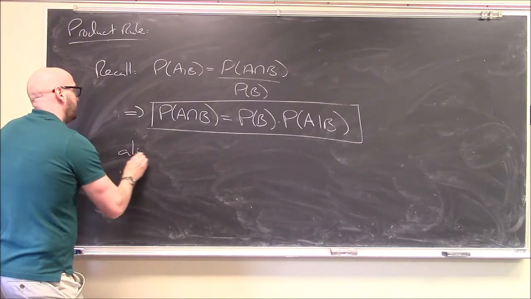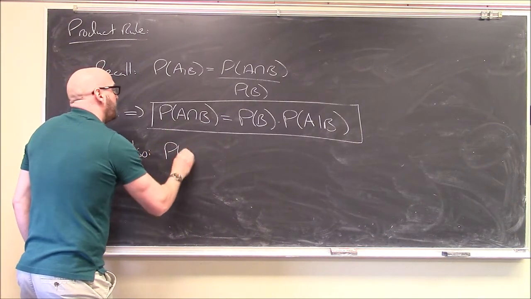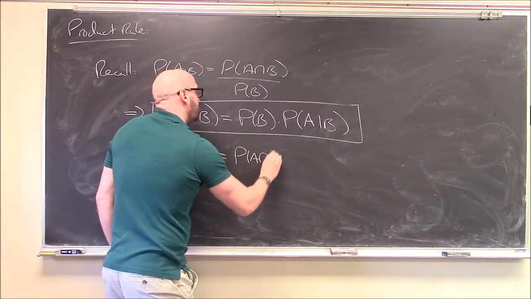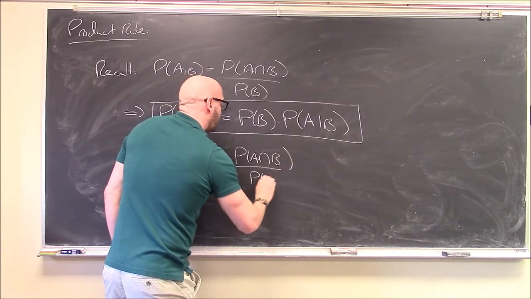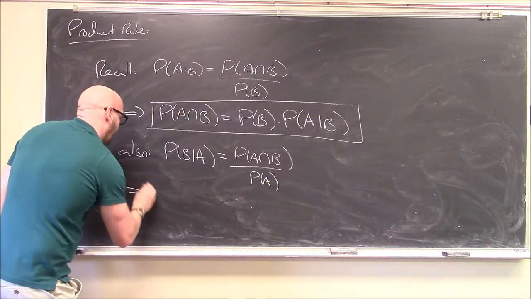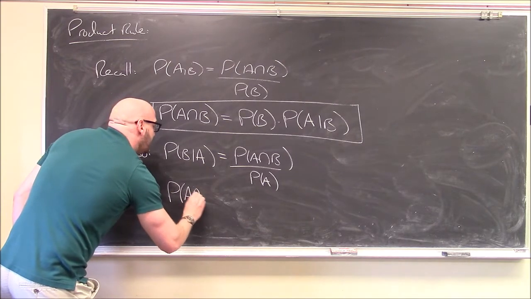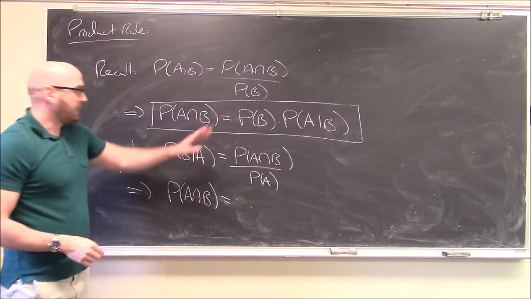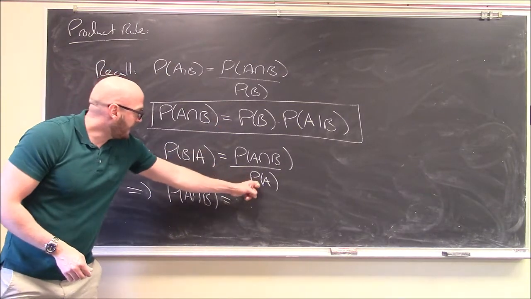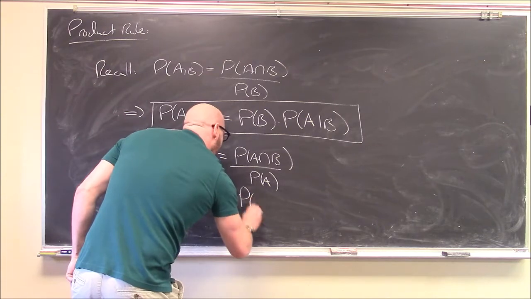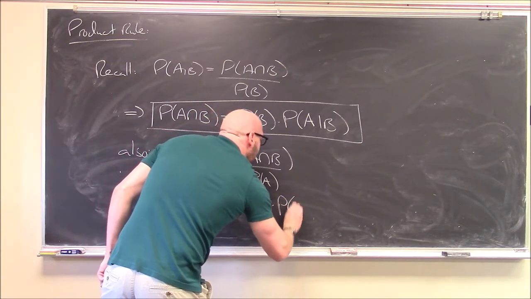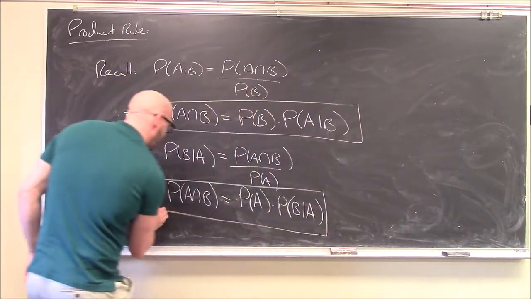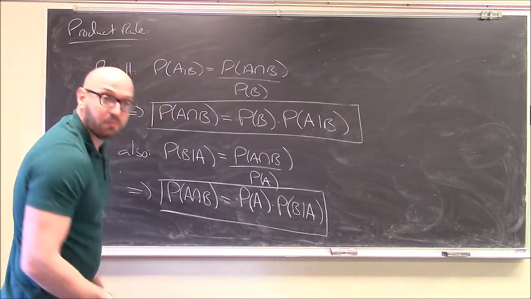But also, if I look at the probability of B given A, well, that's just the probability of A intersect B over the probability of A. So if I rearrange this, the probability of A intersect B is a slightly different formula here, but it's the probability of A times the probability of B given A. And these are usually referred to as the product rule.